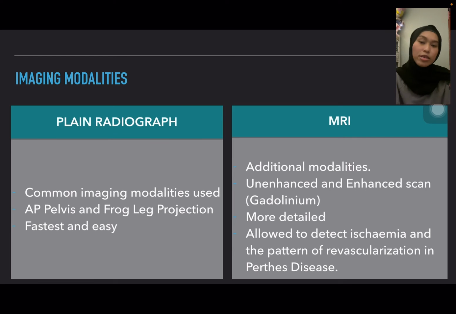Normally the consultant will request an AP pelvis and a frog leg view to detect Perthes disease. But an MRI is an additional modality because it's more detailed, and we will use unenhanced and enhanced scans, where we use gadolinium as a contrast given to the patient. It also allows us to detect ischemia and the pattern of revascularization in Perthes disease.